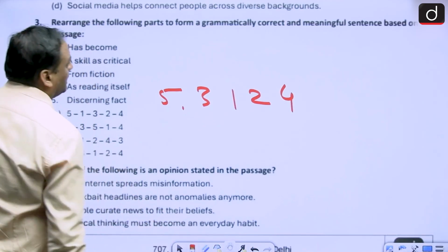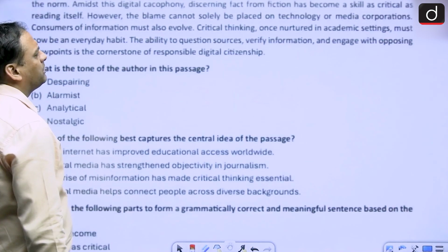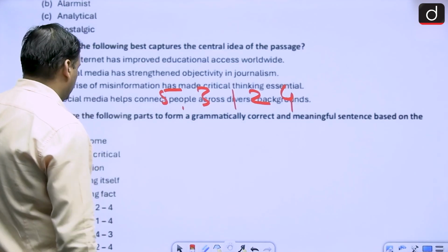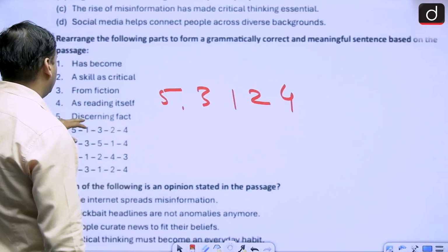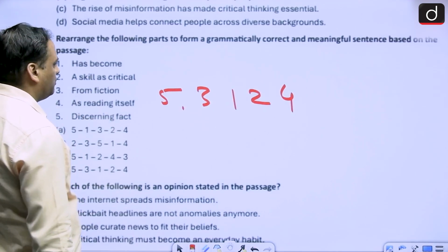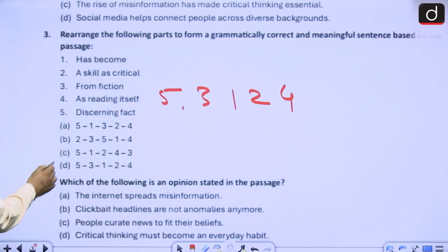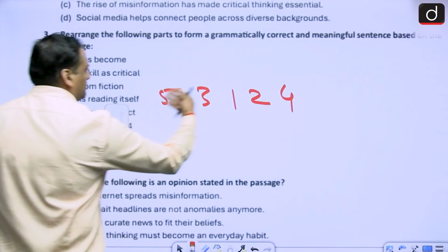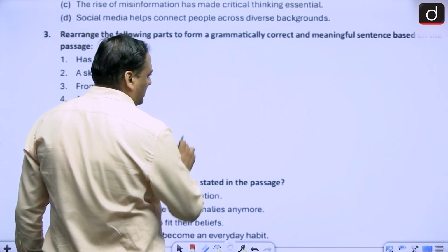Please see this, it is given in the passage, so no need to worry about it. Discerning fact from fiction has become a skill. So look at this, discerning fact from fiction has become, so 53124. So the right answer is what? D for doctor. So this is the right answer. Clear? Now we should go through the next one.